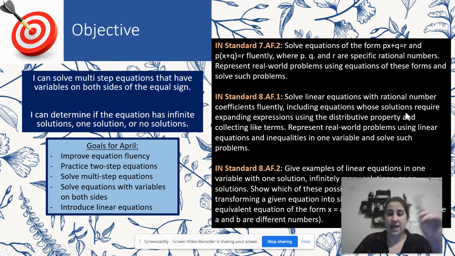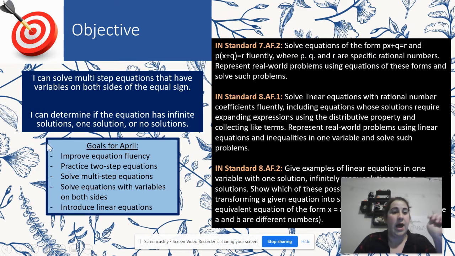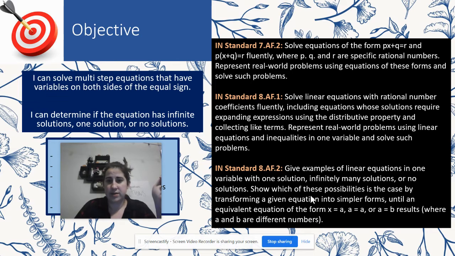Yes, this slide is very busy. Our objective is: I can solve multi-step equations that have variables on both sides of the equal sign, and I can determine if the equation has infinite solutions, one solution, or no solution. We are talking about Indiana Standards 8.AF.1 and 8.AF.2 today, so this is what we're covering, the 8th grade standards.